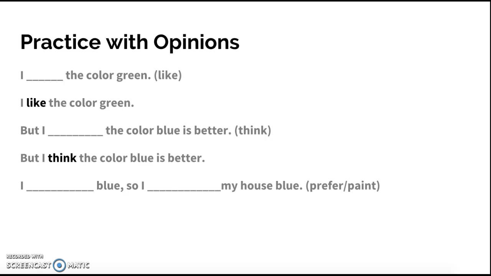Here we have to fill in two verbs. We have prefer and we have paint. So, in the first case, prefer is a non-action verb. So we will use simple present. What about the verb paint? Well, paint is doing something, right? That's an action verb. So we have to decide, are we talking about right now? In this case, yes, we are. So, I prefer blue, so I am painting my house blue.